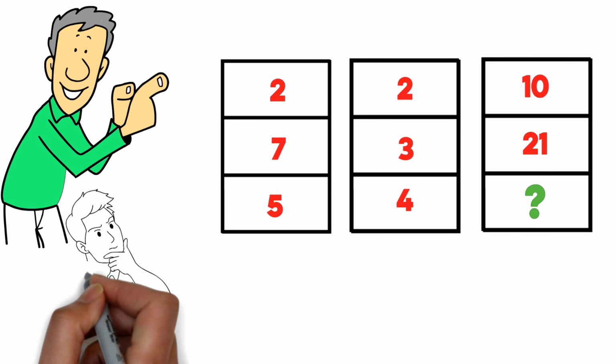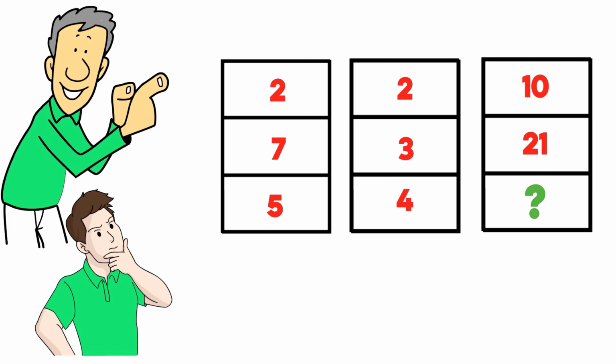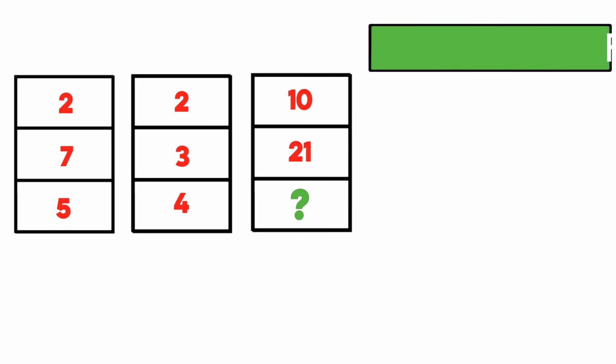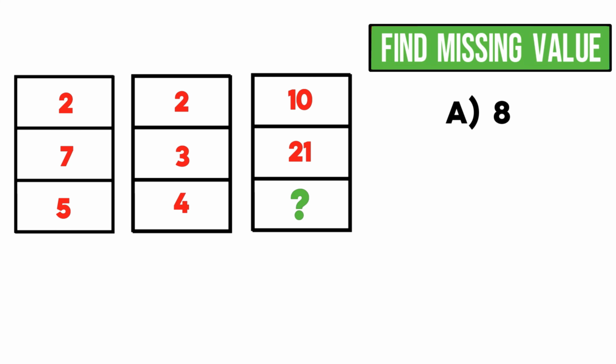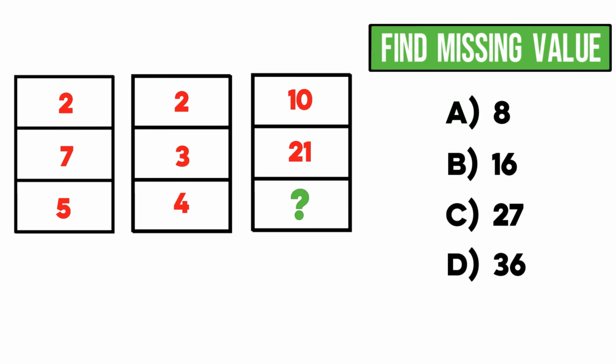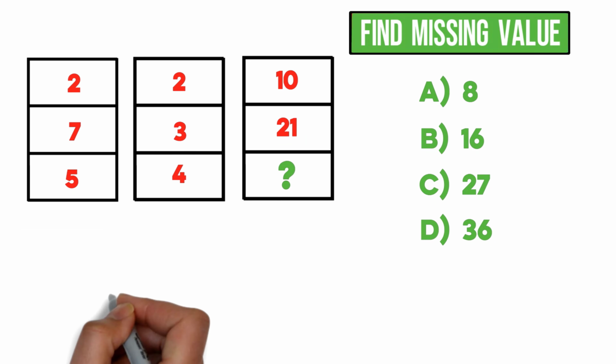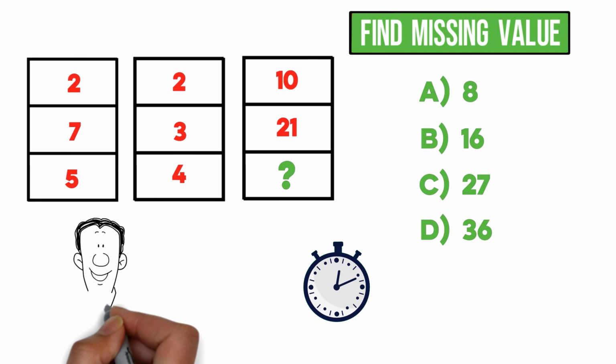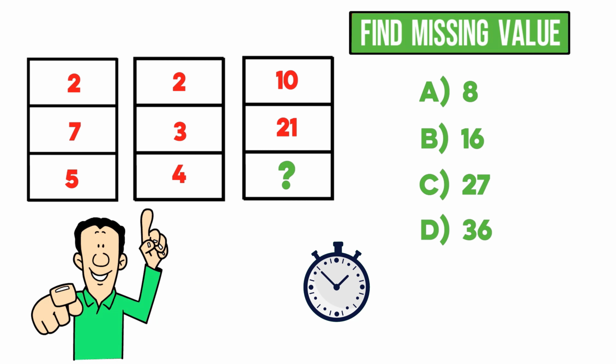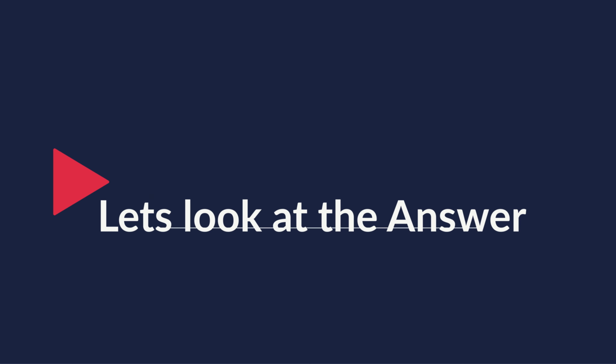You need to find the missing value, which is highlighted by a question mark, and you have 4 choices to choose from. Choice A, 8. Choice B, 16. Choice C, 27. And choice D, 36. Do you think you can recognize the missing value? Give yourself 5 to 10 seconds to see if you can come up with the answer. Did you figure out the solution?